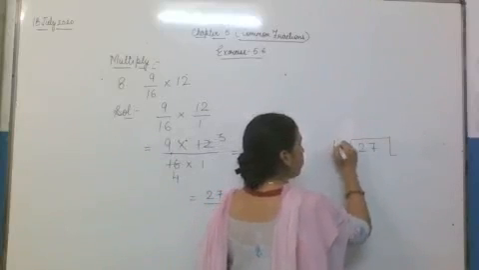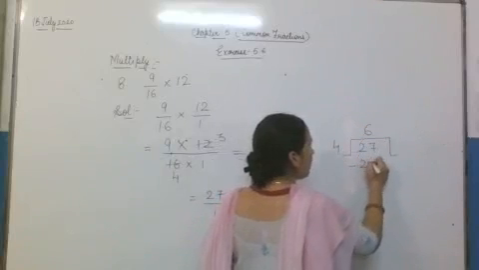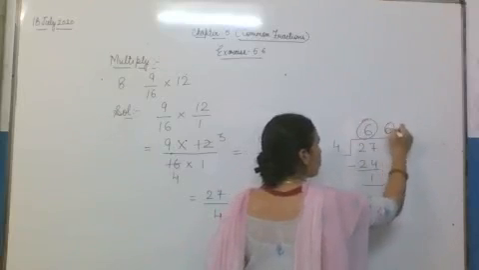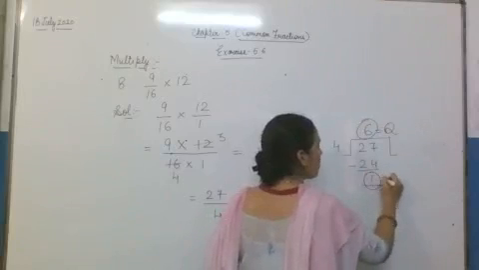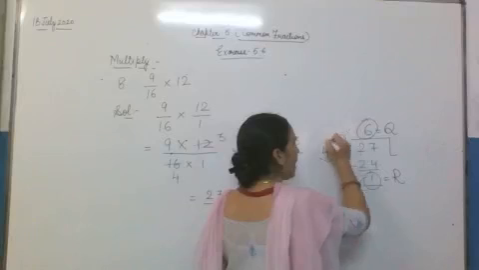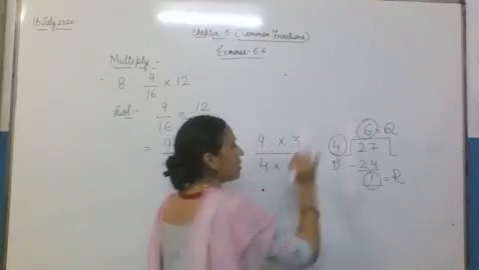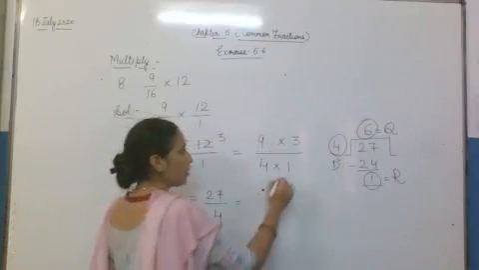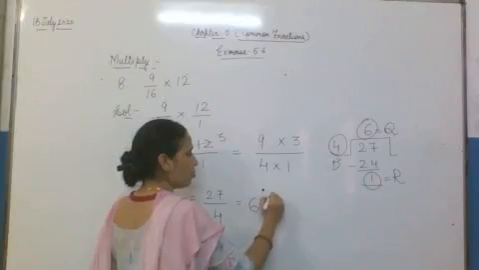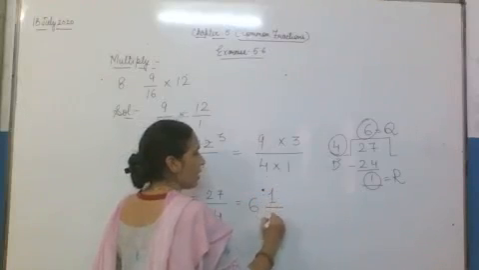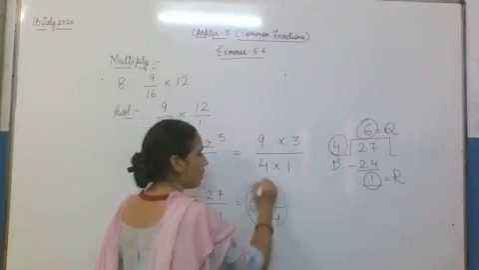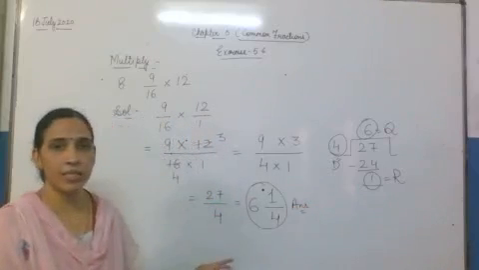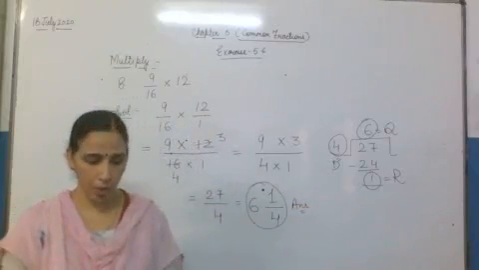So divide 27 by 4. 4 sixes are 24, 1 will be remaining. Now 6 is what? Quotient. 1 is what? Remainder. And D is the divisor, which is 4. So how will we write it? QRD. Quotient is 6, then remainder 1, and divisor 4. 6 1 by 4, that will be your answer.